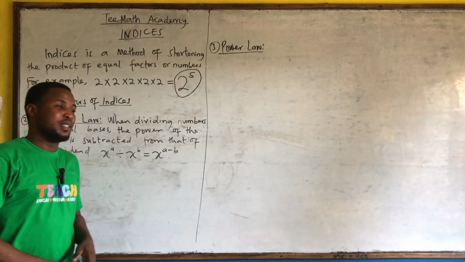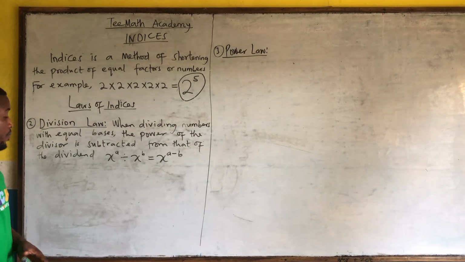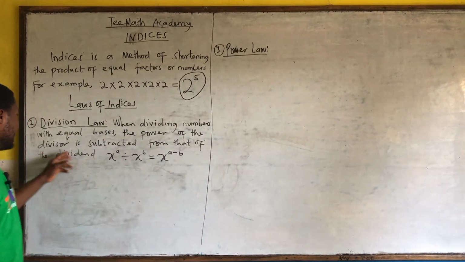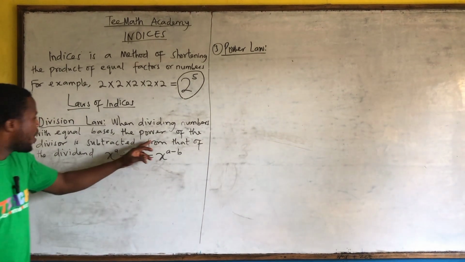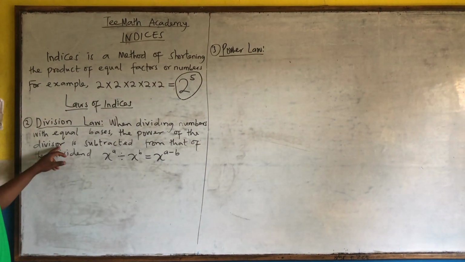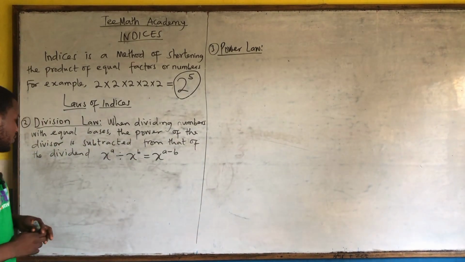Okay, number two is the division law of indices. When dividing numbers with equal bases, the power of the divisor is subtracted from that of the dividend.